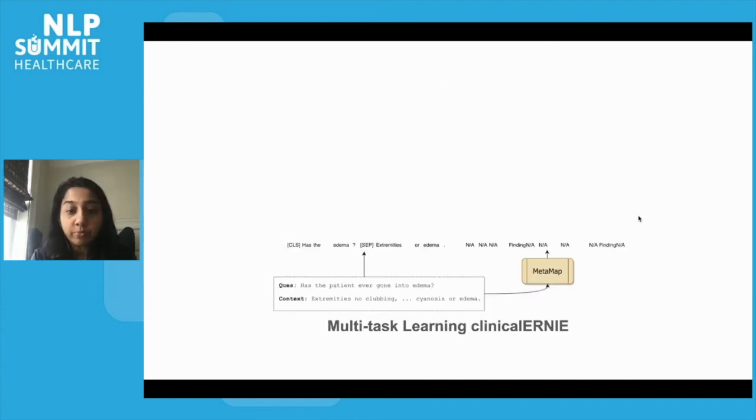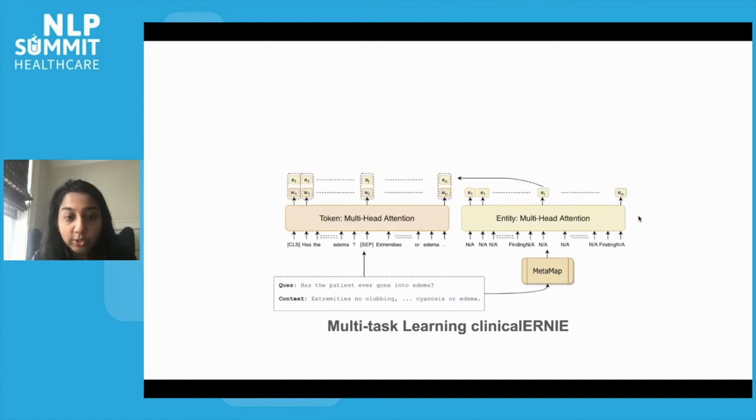So in this problem, we have our input, which is the question and the context, which gets passed to a multi-head attention layer. We also run the input through MetaMap to annotate it with UMLS entities, and that is again passed through another entity multi-head attention layer. You can see here you have as tokens the semantic types of those entities, and here you have the actual tokens as entities going into this layer.